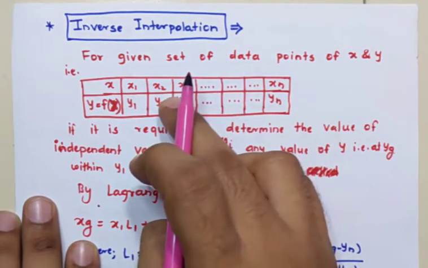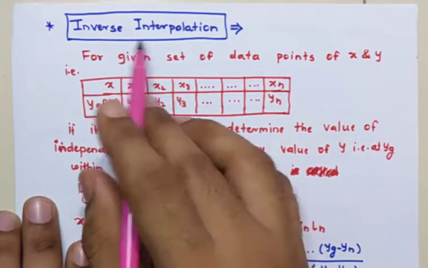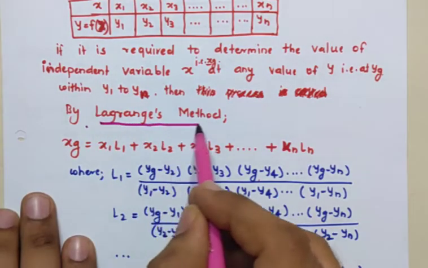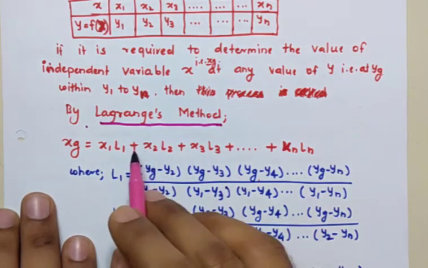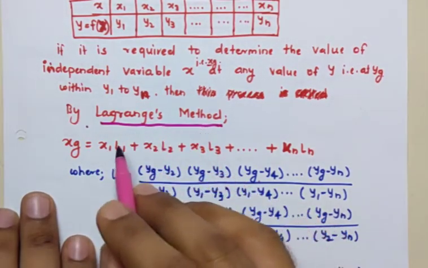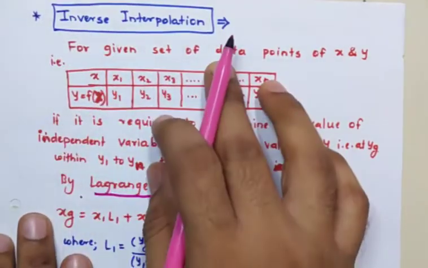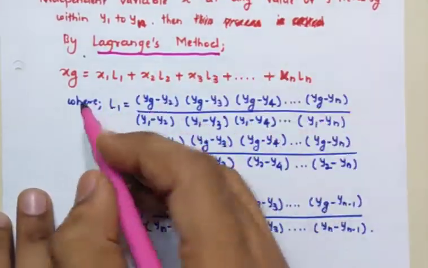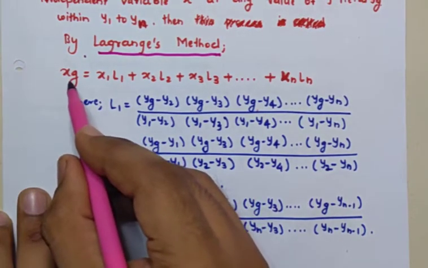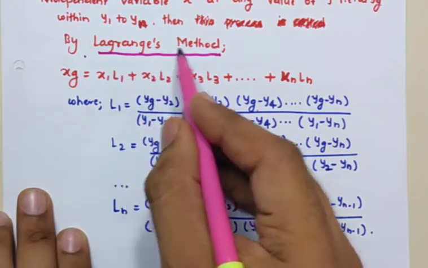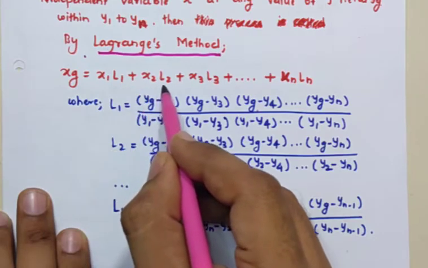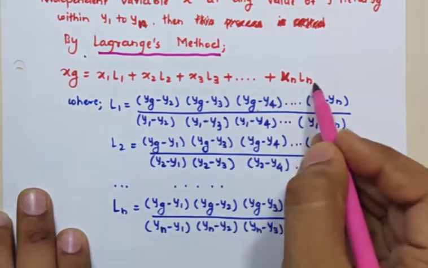Now here we have only one method to determine inverse interpolation, and that method is Lagrange's method. Now the formula which we have seen for simple interpolation, the same formulation is applicable for the inverse interpolation method, but here the difference is in the values of x and y. So here, as our aim is to determine the xg value, by Lagrange's inverse interpolation method, this xg value is equal to x1 L1 plus x2 L2 plus x3 L3 up to n terms.